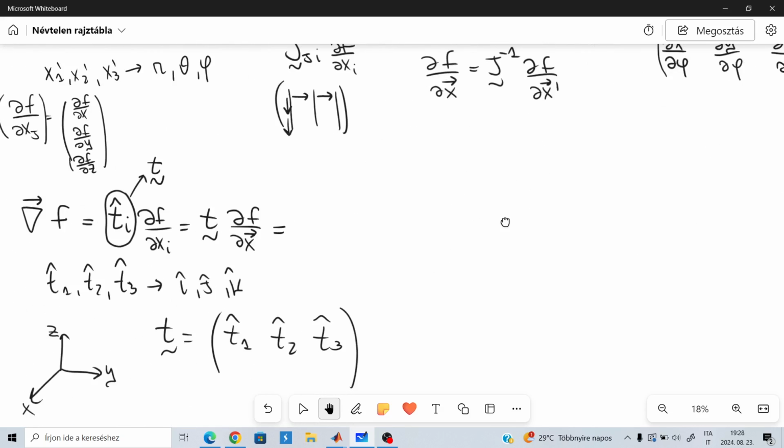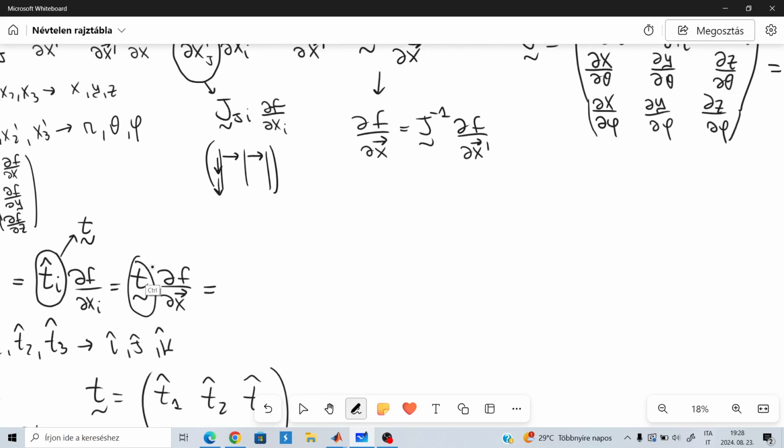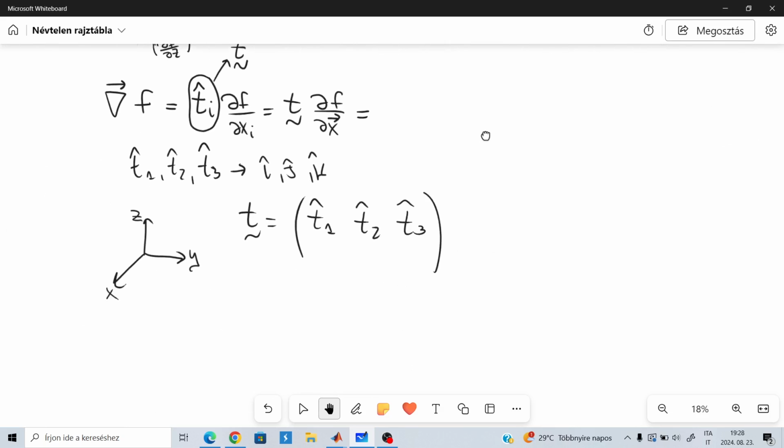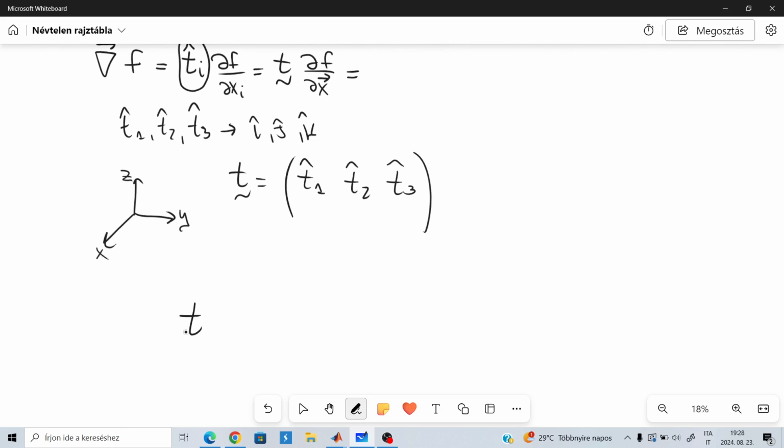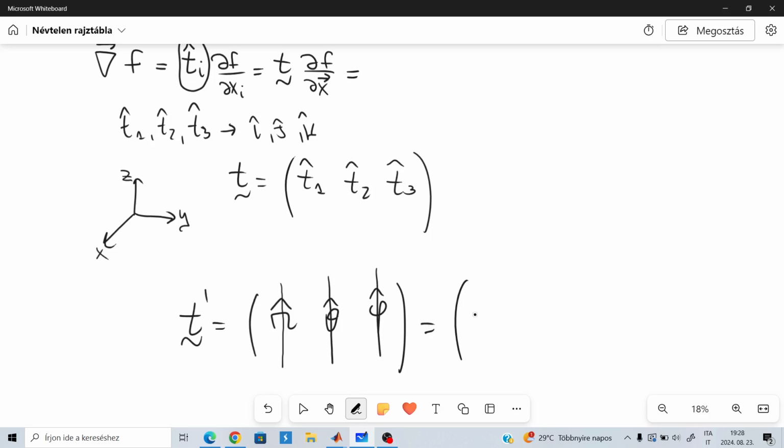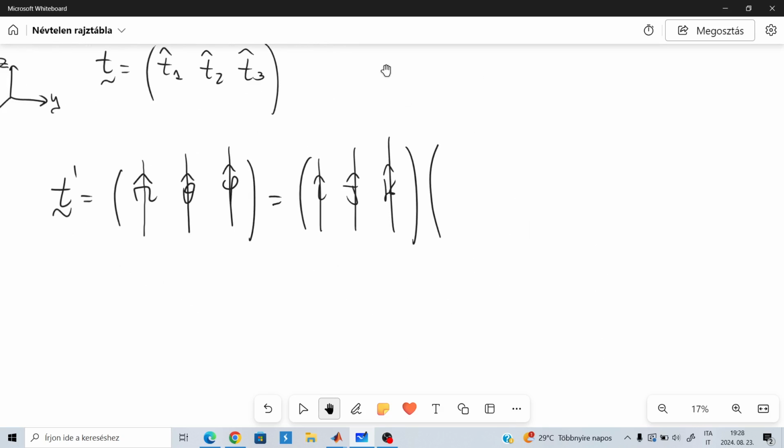Another thing that we need to do is transform t into t prime. And what is t prime? I will define it to be the matrix given by r in the first column. Then we have theta, and these are the unit vectors in the spherical system. And then we have phi in the third column. This can also be written as ijk times the matrix which defines r, theta, and phi with respect to i, j, and k. So first let me write it and then I will be a little bit more explicit.